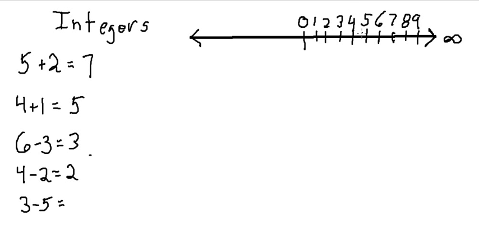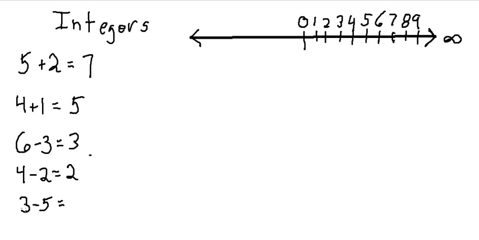4 plus 1, 5. So we're at 4. We're going to go up 1 and be at 5. Boom. What's that next one? 6 minus 3. 6, and we said we're going to get smaller, so we go 3 steps smaller. 1, 2, 3. And there we are. 4 minus 2. 4, 1, 2. So it looks like this works. It follows exactly what we need.